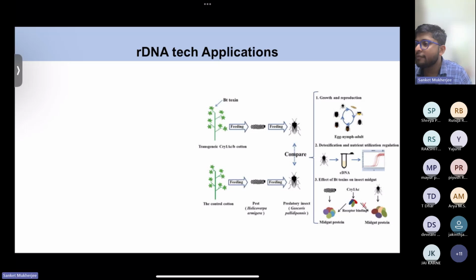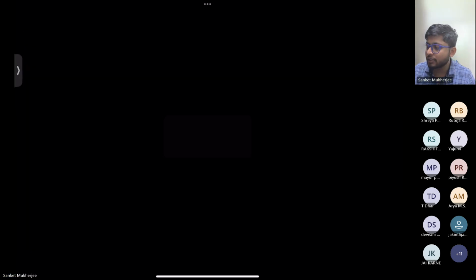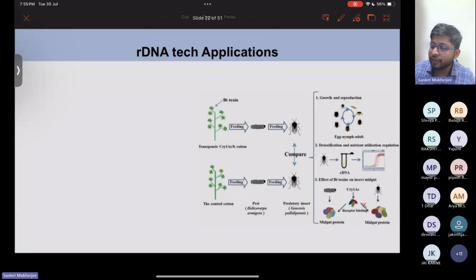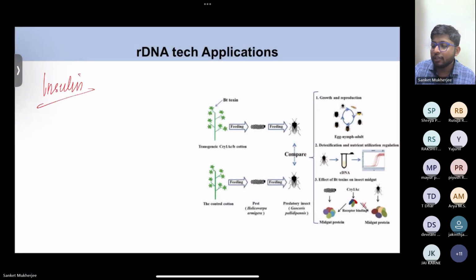Then we have the discovery of insulin. Earlier, people with diabetes were not able to be cured. But later, from the pancreas of slaughtered pigs, they were able to isolate insulin, and this insulin molecule was able to control blood glucose levels in humans. But since this insulin was coming from a different species of animal, there were several complications related to it.